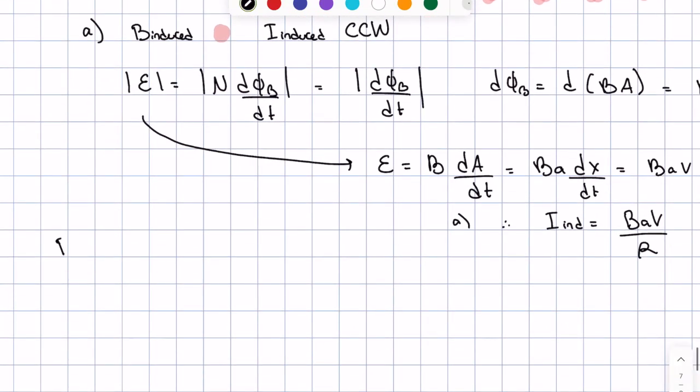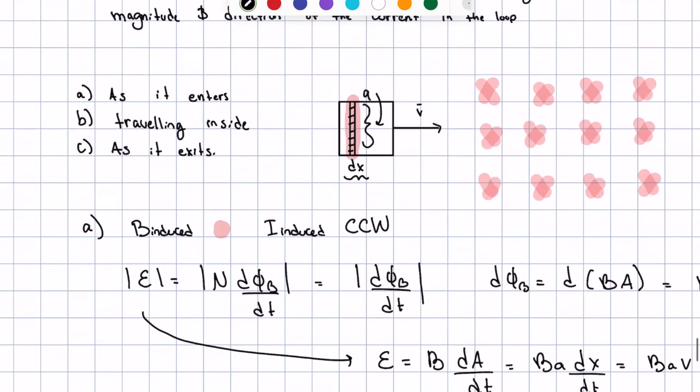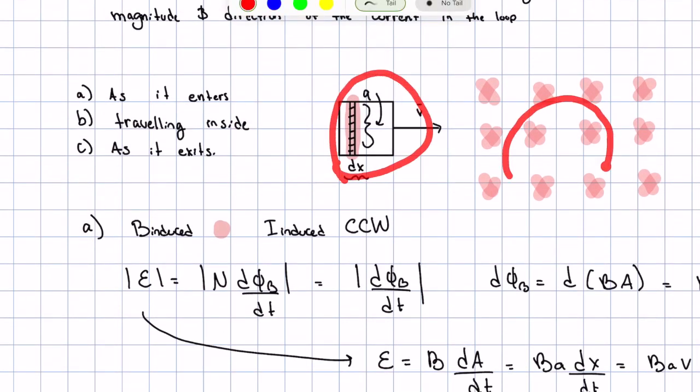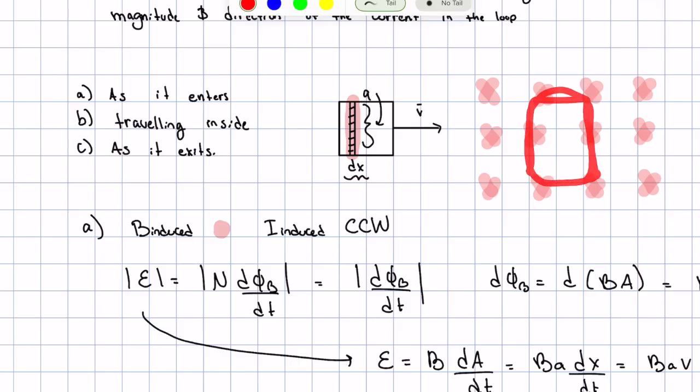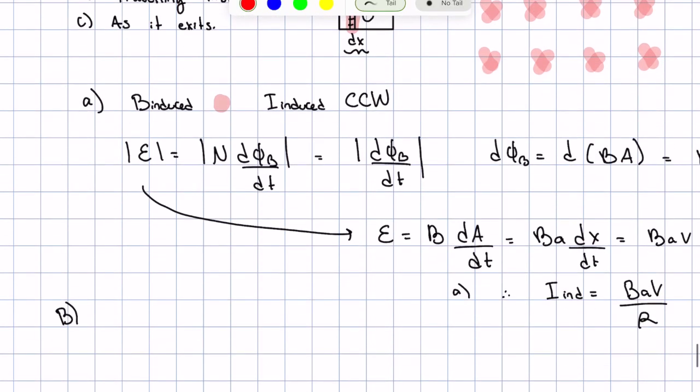Now what about B? Well, B is when we have our square traveling within this region. We know that when it is fully in this region and still in this region, there is no change in flux, right? We have magnetic field lines going in, and they're just going in and not changing. So because there is no change, it means I induced is equal to 0.